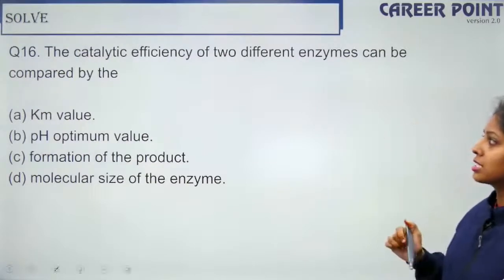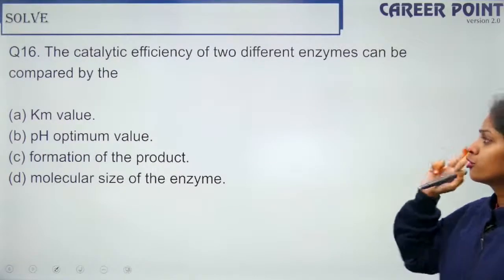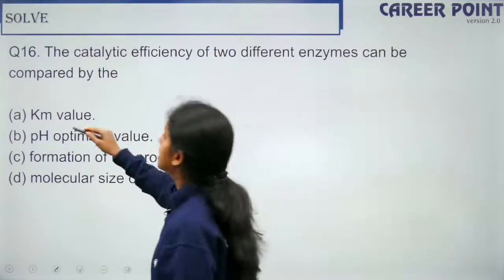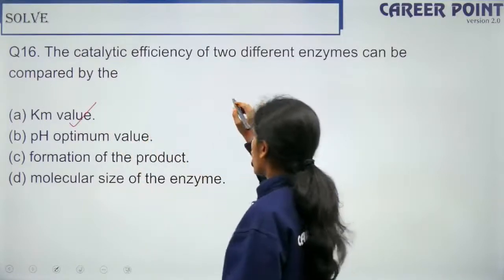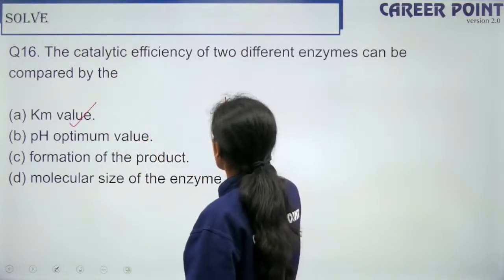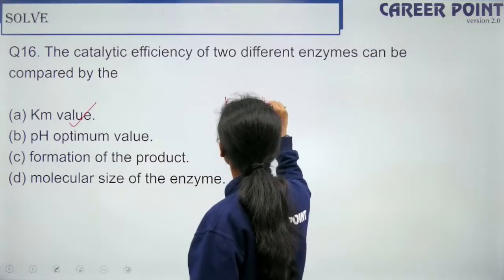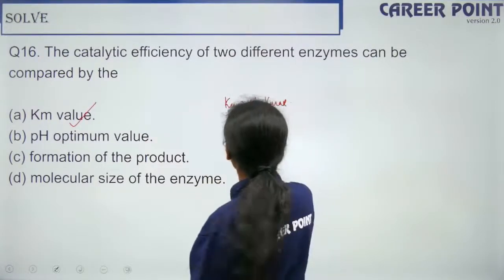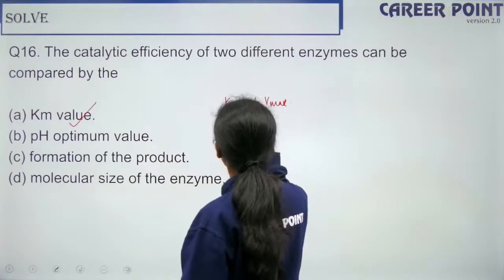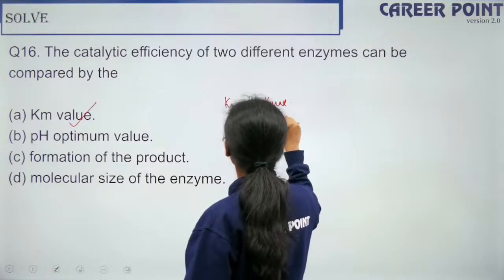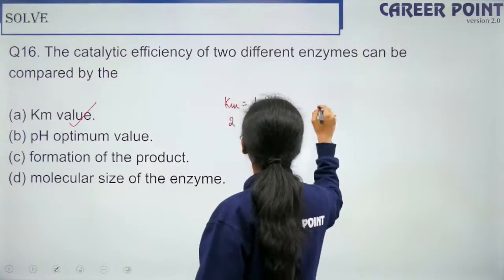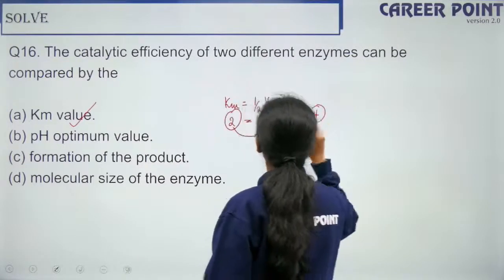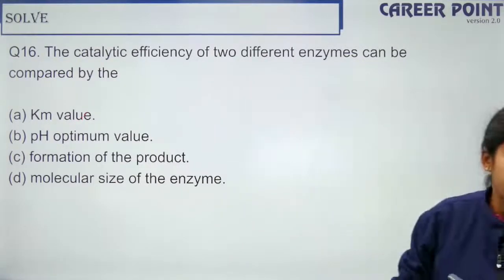So question 16, the catalytic efficiency of 2 different enzymes can be compared by the Km value, because the Km value gives us half maximal velocity. So when I say 2 is the Km value, that is giving me half maximal velocity, and for another enzyme it is 4. So it is enough to compare which enzyme is efficient, right?